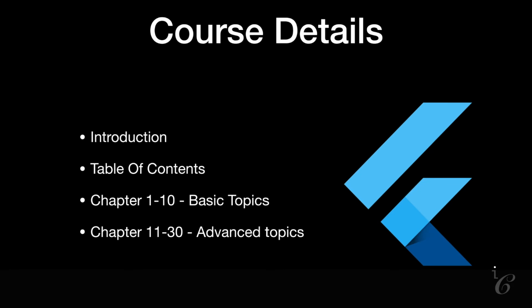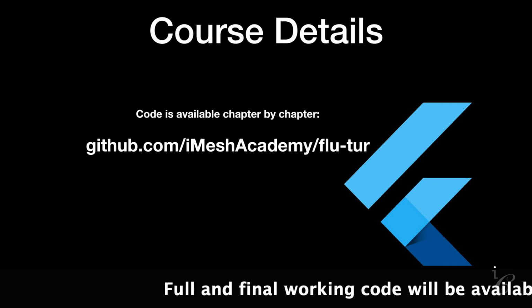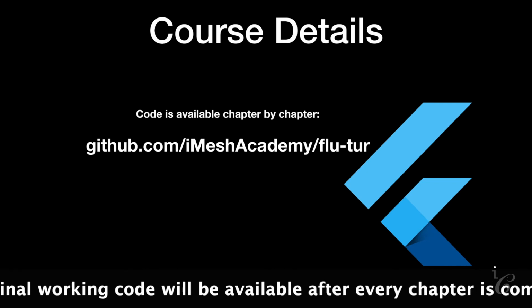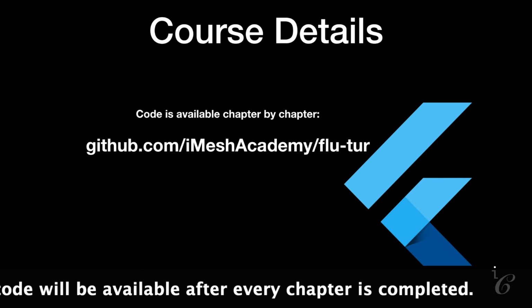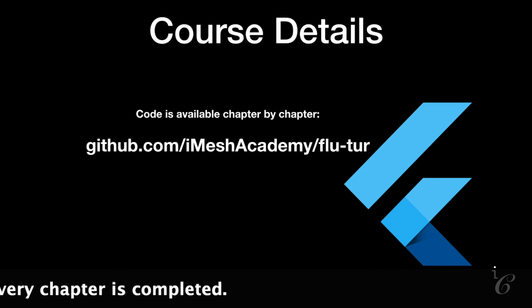Code for each chapter is available under iMesh Academy/Flutter. Link for the same will be provided in the description of each video. Code in GitHub is provided in a timeline manner, meaning if you want to check the code for a previous chapter, you can check out the specific code from the corresponding chapter and you can compare. This helps you to understand the difference in using different components in Flutter as we progress in the course.